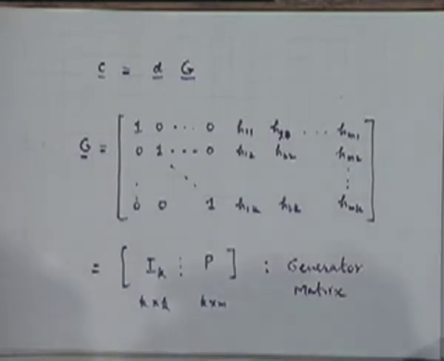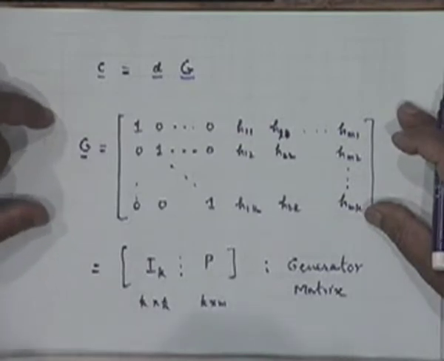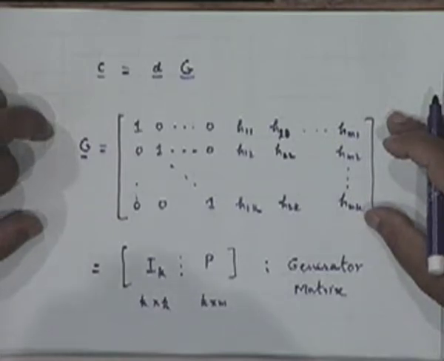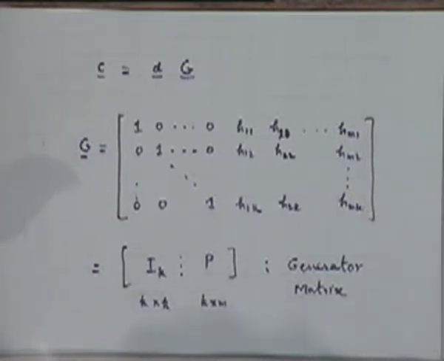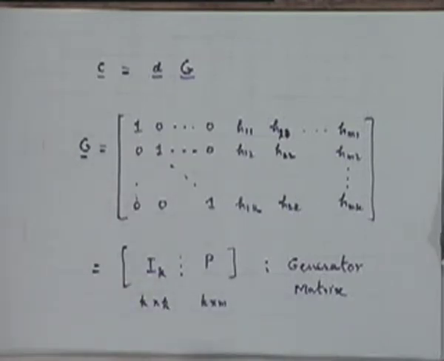So, a systematic linear block code is essentially specified by the specification of an appropriate G matrix, the generator matrix. That is as far as the basic definition is concerned. Any questions?